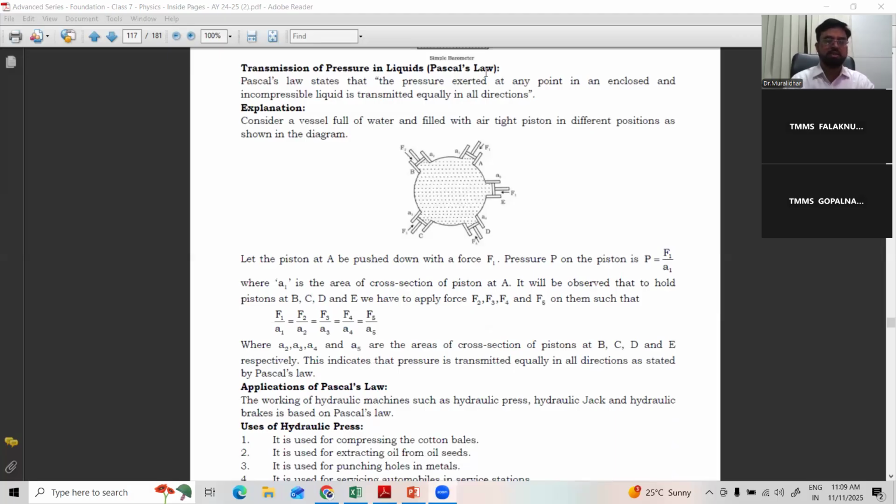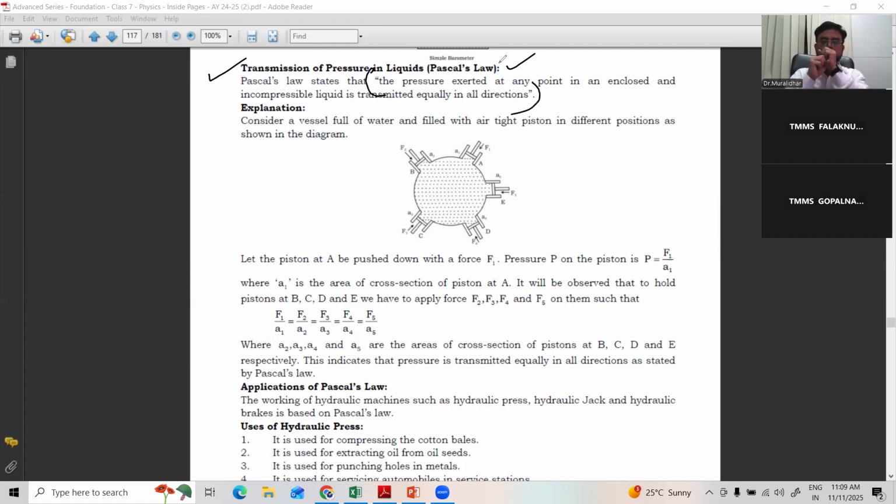So finally, we have a wonderful formula. Transmission of pressure in liquid was proposed by Pascal, which is also called Pascal's law. Wonderful. Pascal's law states that the pressure exerted at any point in an enclosed and incompressible liquid is transmitted equally in all directions.